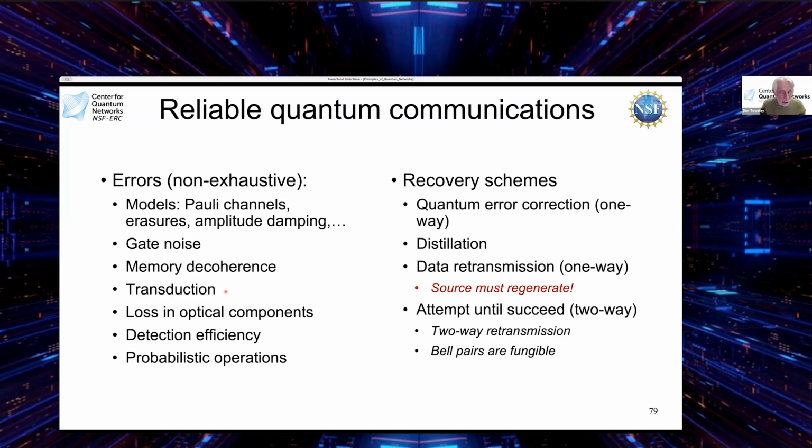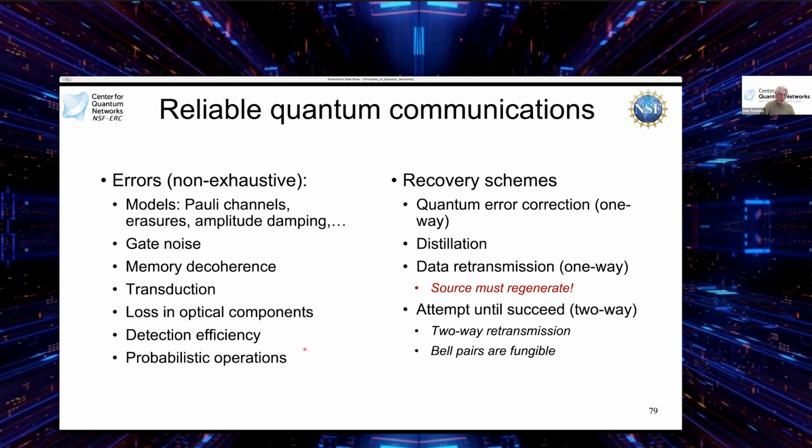The problem is that telecom fiber optical systems have been designed for photons at 1550 nanometers. And so you have to do some kind of conversion, what's referred to as transduction, and that will introduce loss and noise. You have optical components at these various subsystems that introduce loss. You have to detect photons, and there are inefficiencies there.